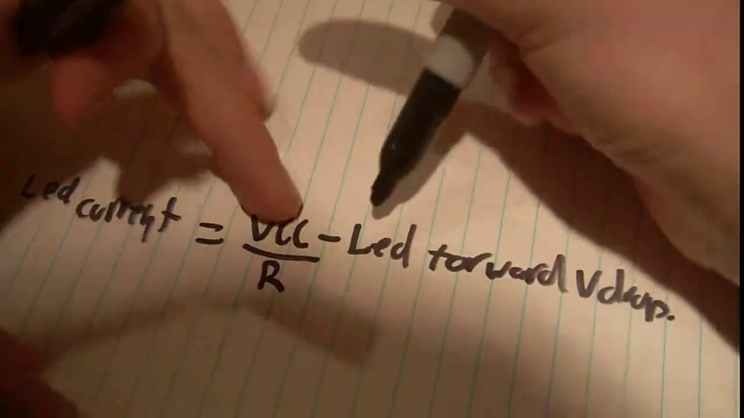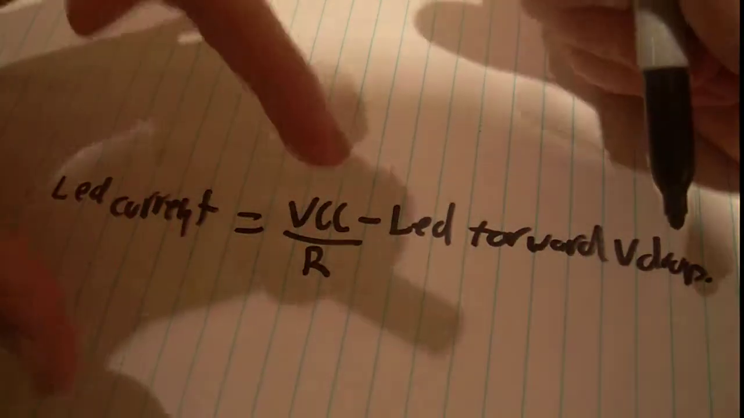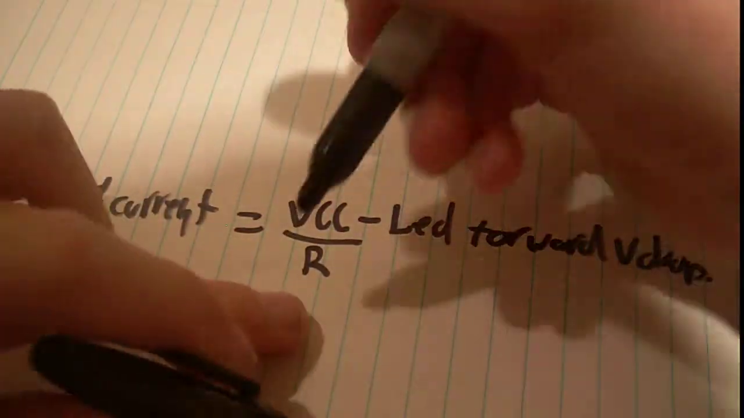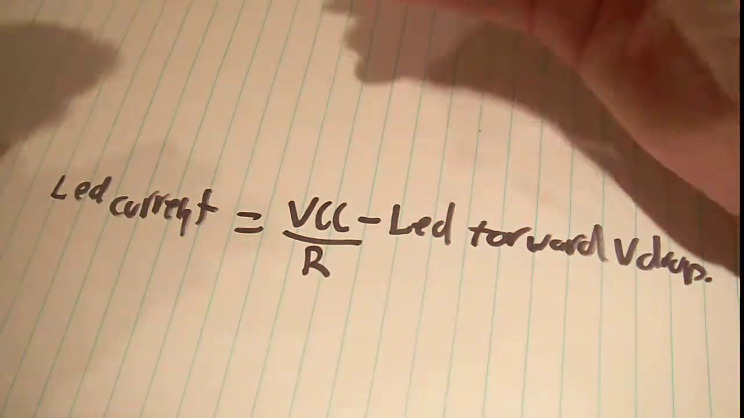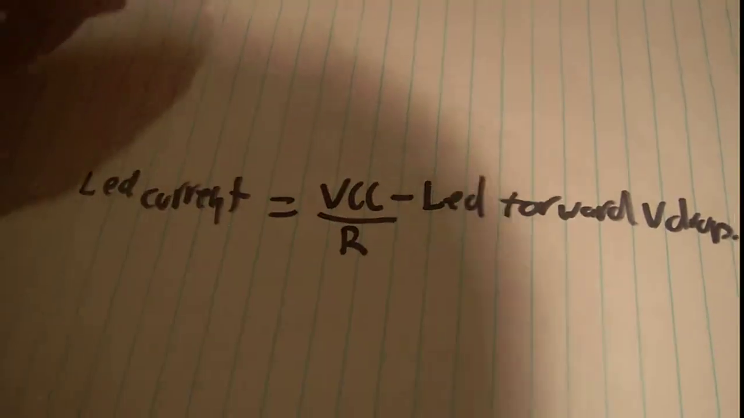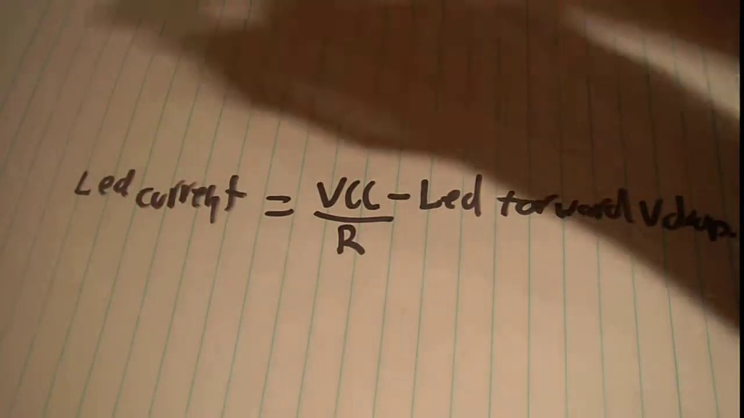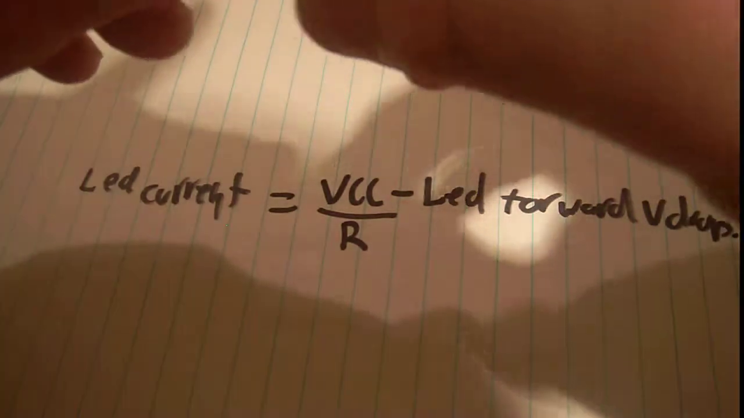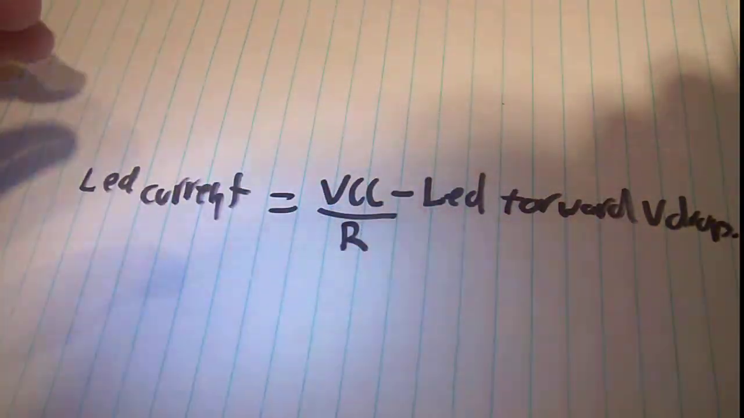Okay? So this would give you the voltage that your resistor needs to drop, and then you would solve for the value in ohms. Okay? So that's the formula. Now, here's an example. Right? We don't need any ohms to get this working.